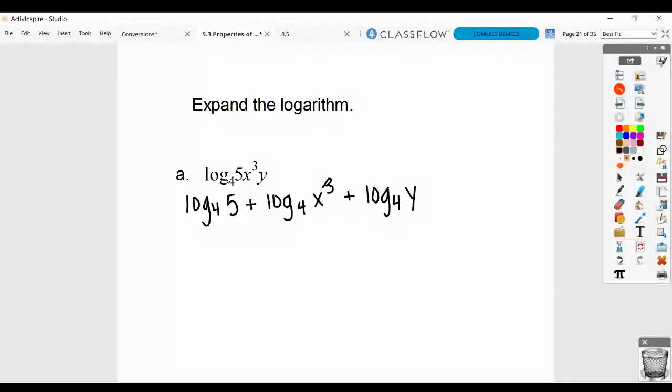Now, the only thing you have to look at is, can you use any other property? And if you look at the middle term, you have the exponent, which some of you may have already noticed it. So the 3 needs to come out front. So you end up having log base 4 of 5 plus 3 log base 4 of x plus log base 4 of y. And that's all you have to do.